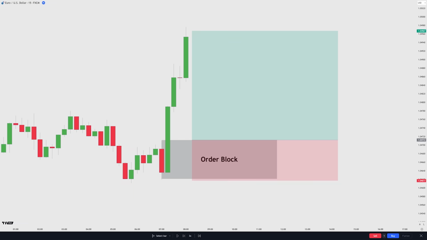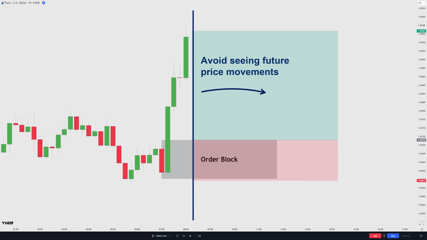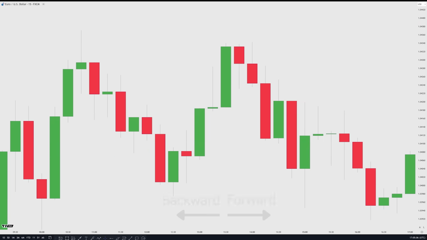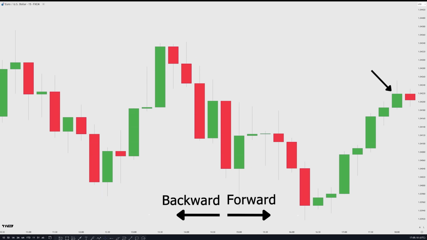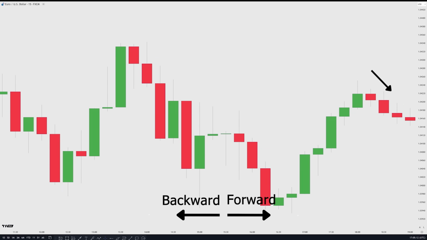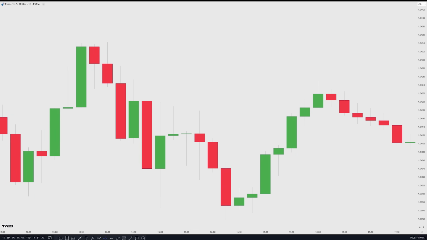The second and most important point is to avoid seeing future price movements while backtesting. This helps you get realistic and accurate results, similar to real trading. To do this, you can use the right arrow key on your keyboard to move forward one candle on the historical data. Be careful though. If you zoom in, zoom out, or switch time frames, the chart might change and mess up your backtesting process.